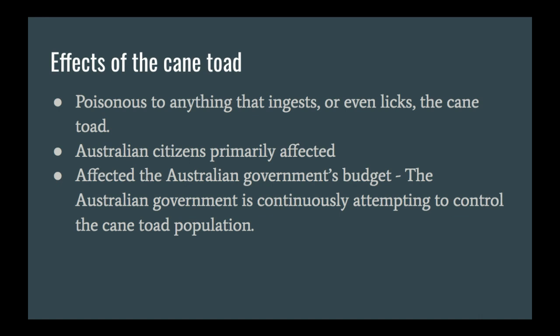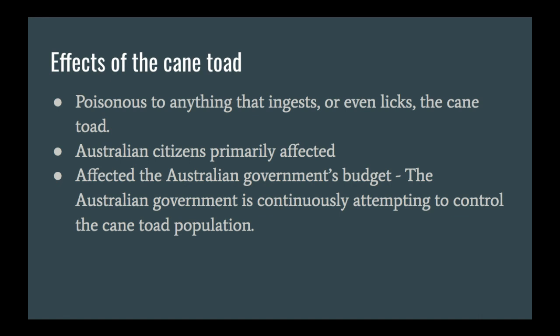So the Australian citizens are affected because they have to keep an eye out on their animals constantly to make sure they're staying away from these cane toads so that they do not die. They have also been instructed by the government to kill cane toads when they come across them, so they're always on the lookout for these hated amphibians.